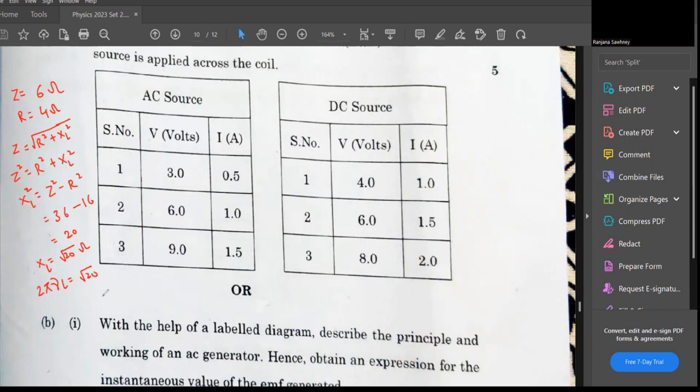So L will be equal to under root 20 upon 2 pi into nu, and here the nu given is 200 upon pi. Under root 20 upon 400, because this pi and pi cancel out. This much Henry.